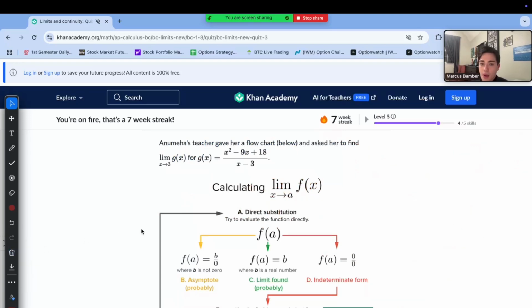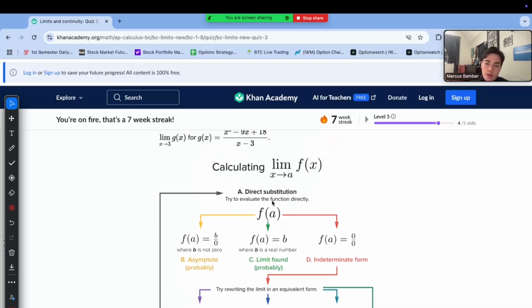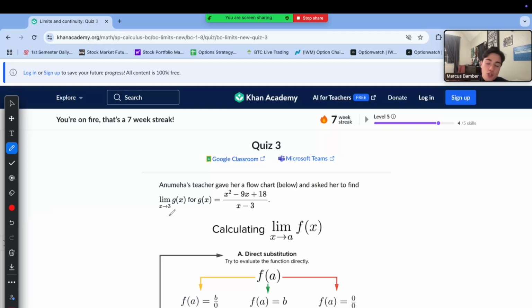All right, last step here. Very simple. How we use these flowcharts, we first start with direct substitution as it says. So let's try direct substitution. We substitute in 3. With these, you have to do both numerator and denominator, because then we're going to determine if we get indeterminate form or an asymptote. Asymptote is when we have a value for the numerator but a 0 for the denominator, which means we can't really do anything from there. But let's go ahead and check.